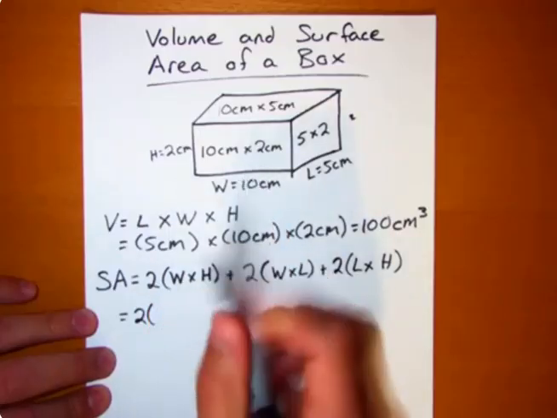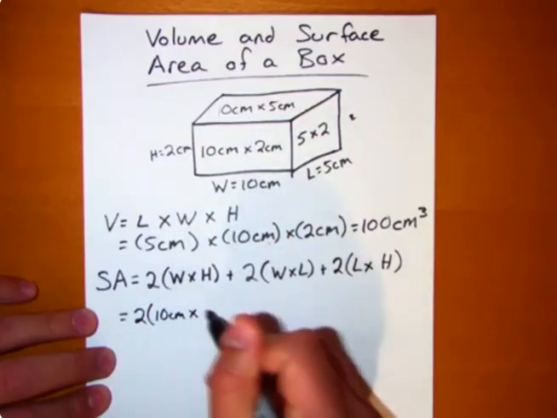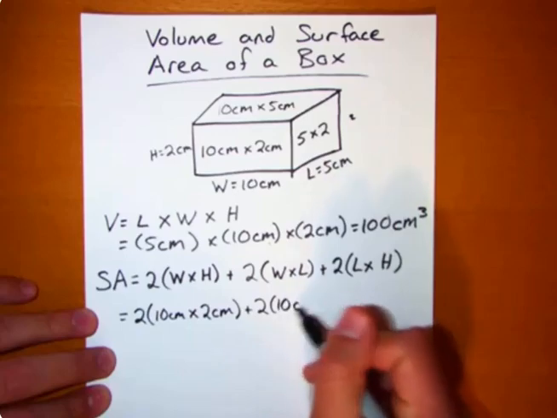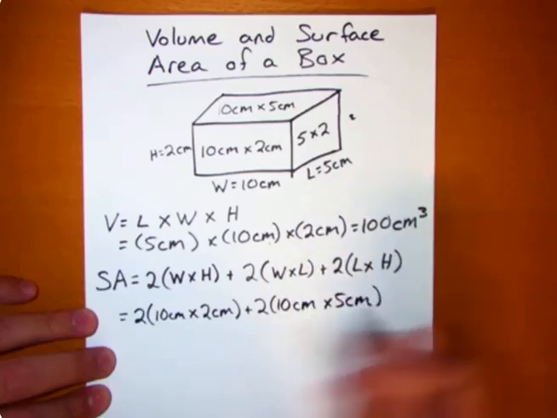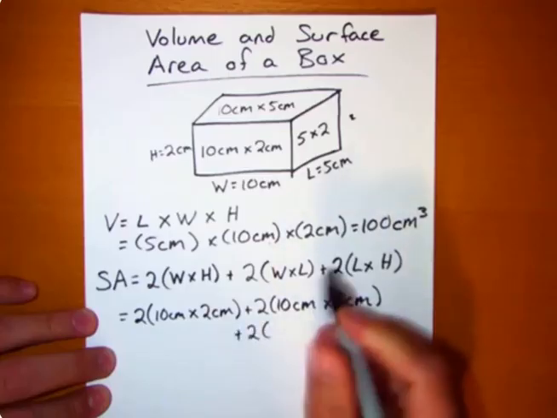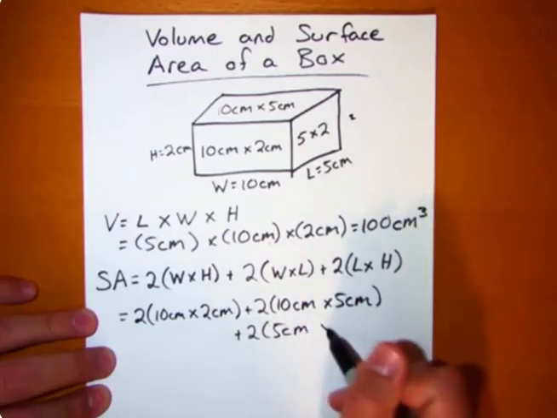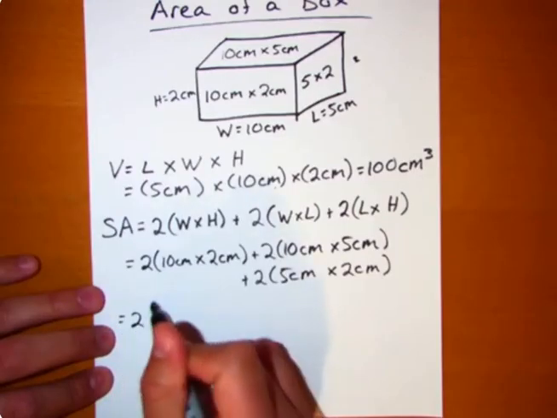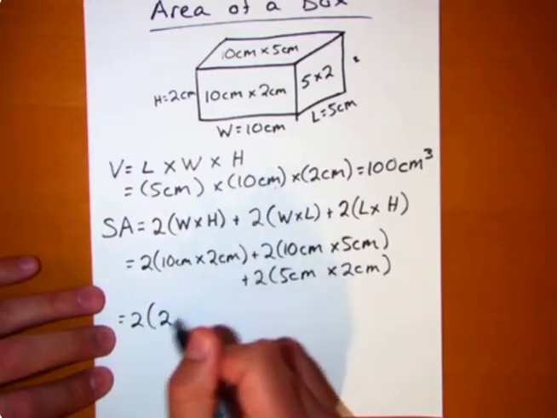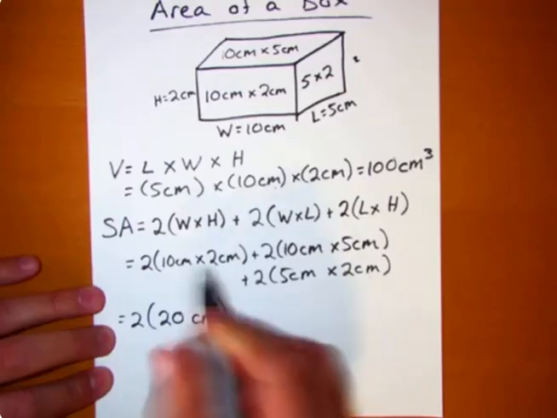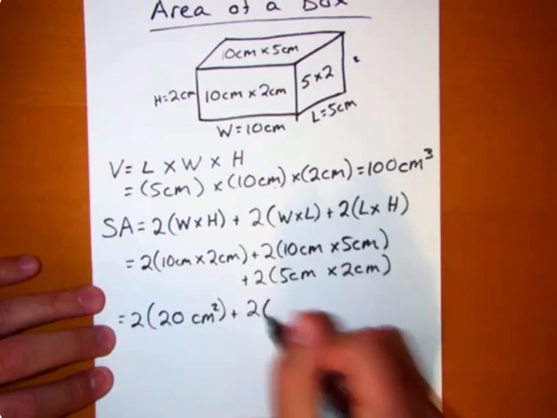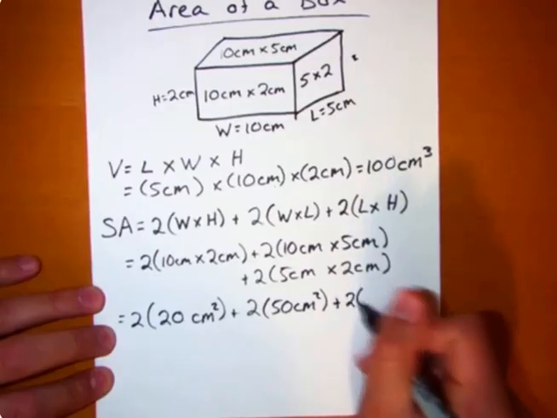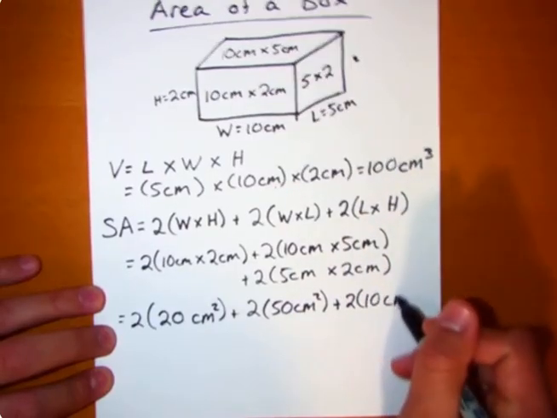So we get 2 times 10 centimeters times 2 centimeters, plus 2 times 10 centimeters times 5 centimeters, plus 2 times 5 centimeters times 2 centimeters. So if we go ahead and simplify this, 2 times 10 times 2 is 20 centimeters squared, plus 2 times 10 times 5 is 50 centimeters squared, plus 2 times 5 times 2 is 10 centimeters squared.